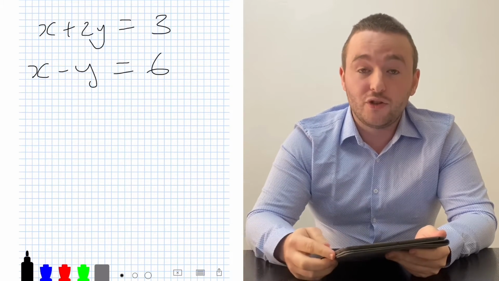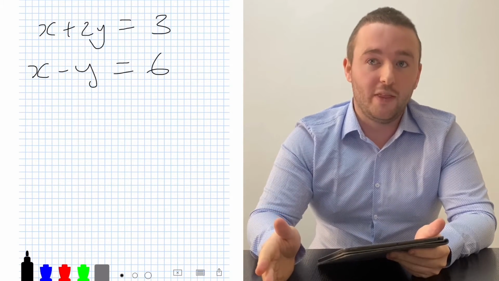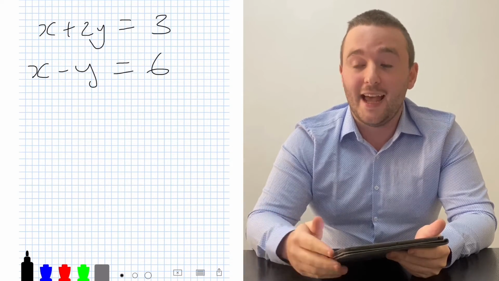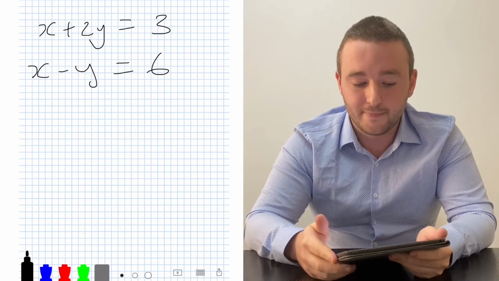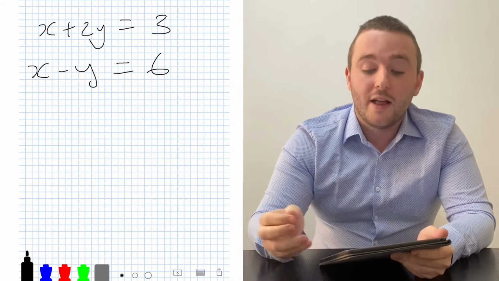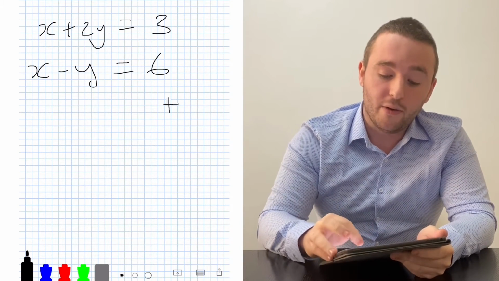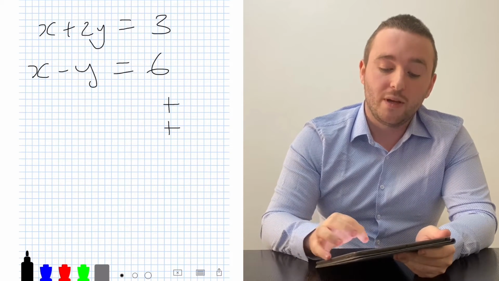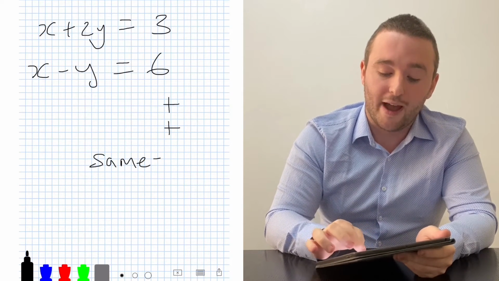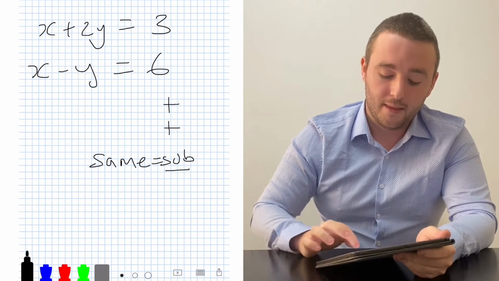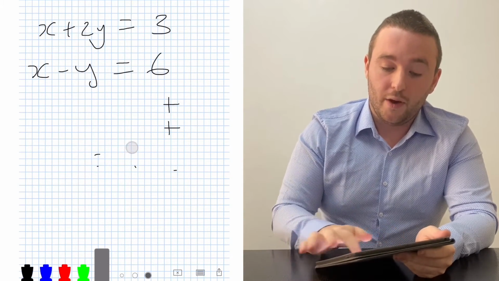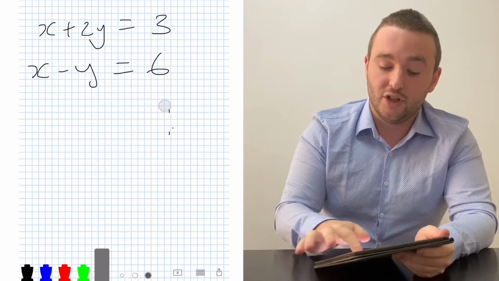So we have to try and make it so that the numbers in front of one of the letters are the same. In this case, the numbers in front of the x are both 1, which is nice and easy for us. Let's look at the signs. The signs in front of the x are both positive. So we use the same subtract rule. So let's subtract these two equations.